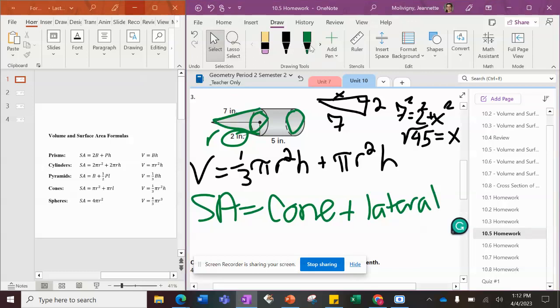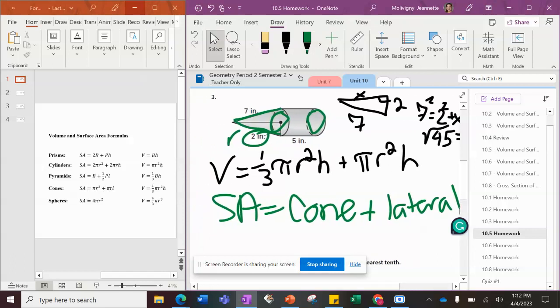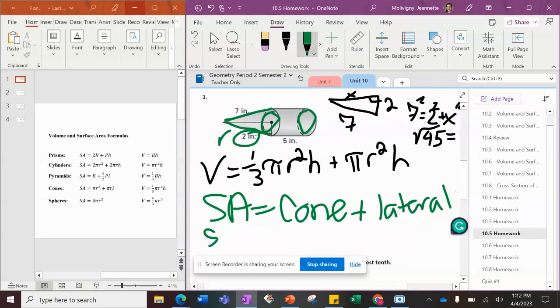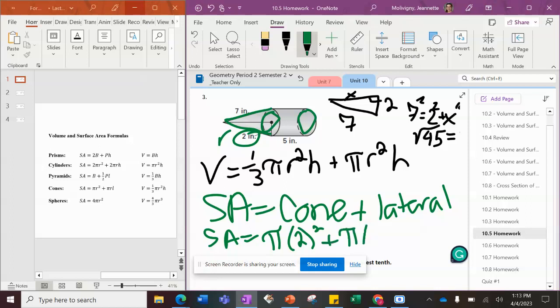Okay, so we know the surface area of a cone is pi r squared plus pi r L. So with this, we know our surface area is going to be pi 2 squared plus pi times our radius, 2 again, times our slant height, which was 7. Awesome. And then we also are going to add the lateral area of the cylinder.